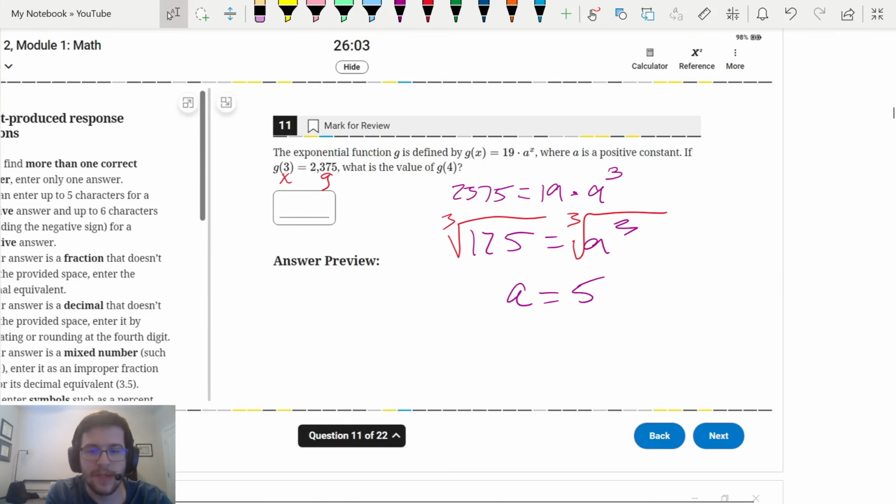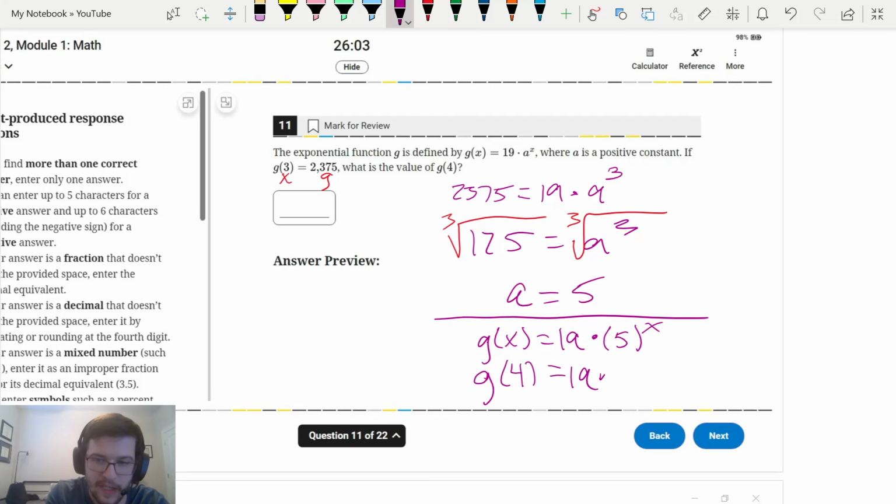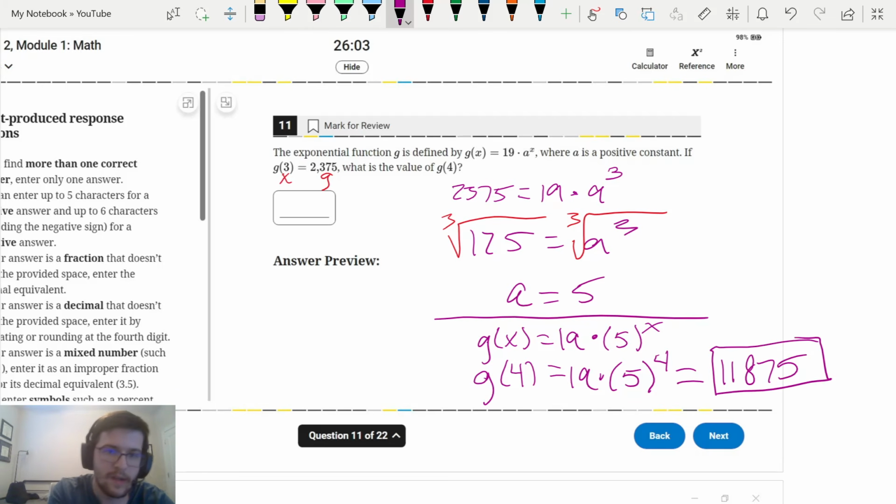Okay, so a is 5, and again, we just did all that on the calculator, doing some algebra. So g of x equals 19 times 5 to the x. And now it wants us to find g of 4. So that means we're going to make x 4, right? Remember, the thing inside the parentheses is always x, your input. So g of 4 equals 19 times 5 to the 4. And now you just type that in your calculator, and you should get 11875. And that's the final answer.